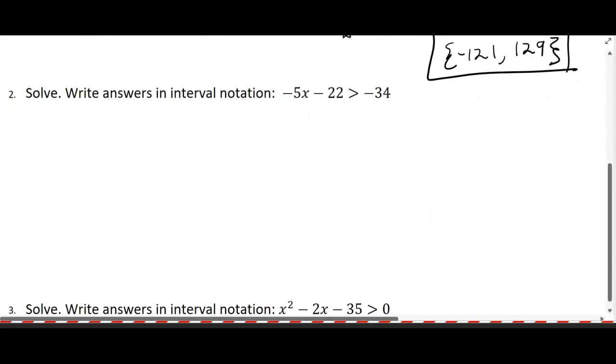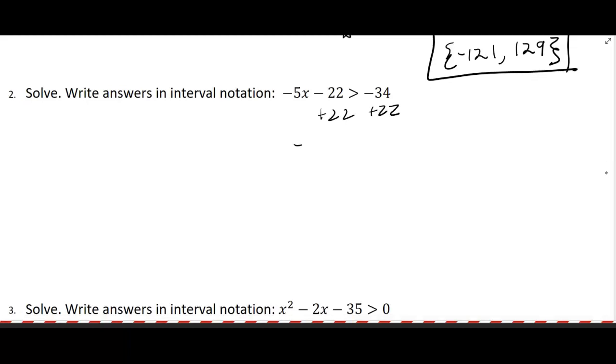All right. So this next one is an inequality, but it's linear. We just want to add the 22. Negative 5x is greater than negative 12. And then we want to divide by negative 5. But when we divide by a negative number, we have to switch it the other way.